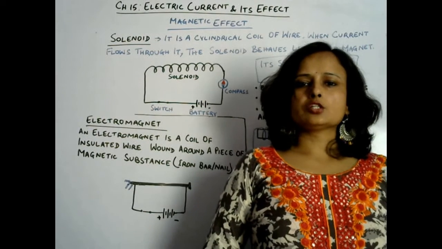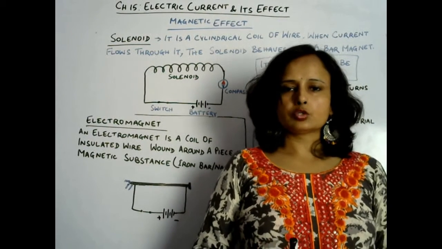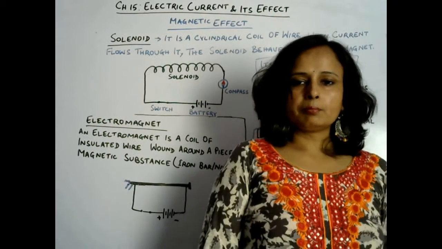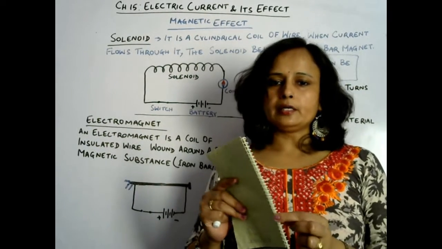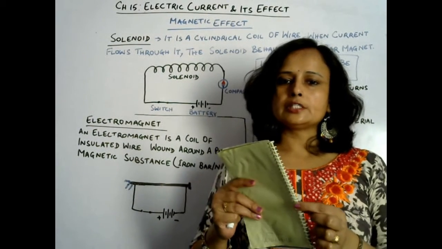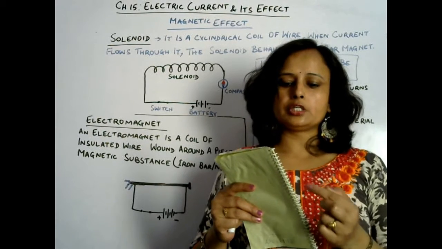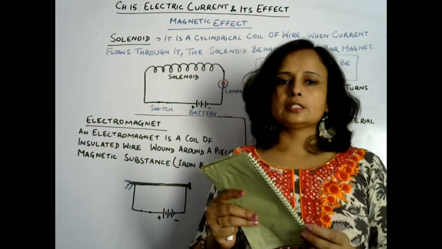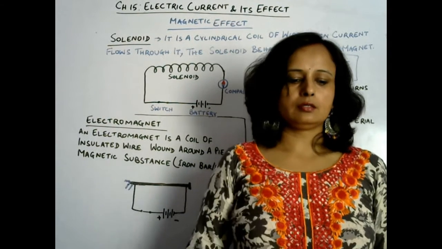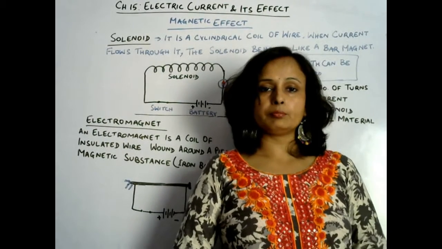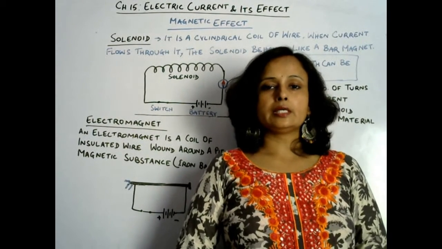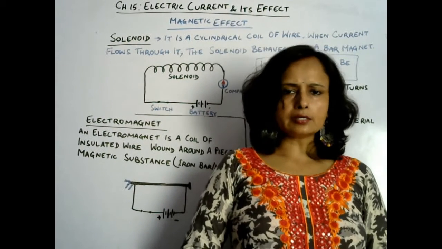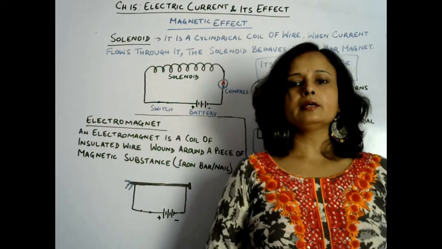Okay, so what is this coil of wire? How is the wire coiled or rotated so that a solenoid can be formed? For better understanding, look at this spiral binding. The wire of a solenoid is just like this spiral. The wire is rotated in the form of this spiral only. So this is how the wire is rotated and a solenoid can be formed. It is a cylindrical coil of wire. When current flows through it, that solenoid will behave like a bar magnet.